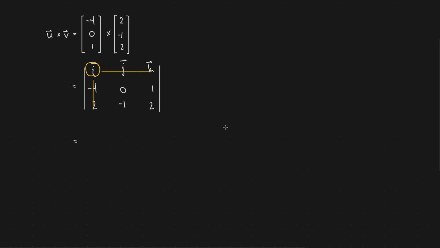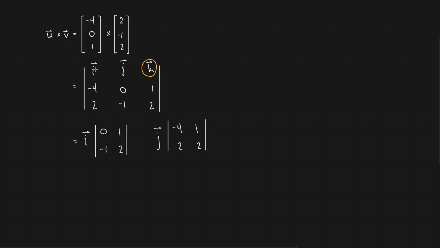So imagine canceling the row and column. I'm expanding along the first row, so I'm circling i. Cancel out the row and column that i is in, and I'm going to multiply by the determinant of what's left. So I get i times the determinant of 0, 1, -1, 2. Next, j. So I'm going to get j times the determinant of -4, 1, 2, 2.